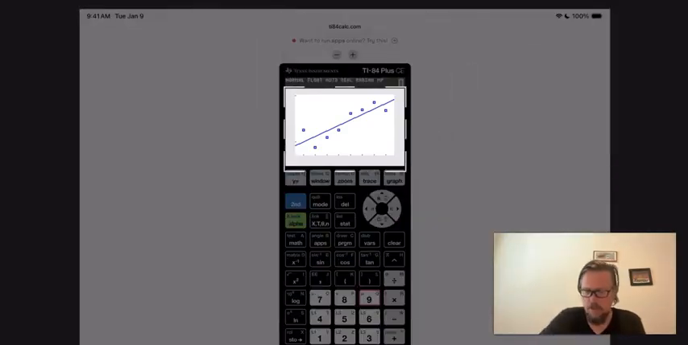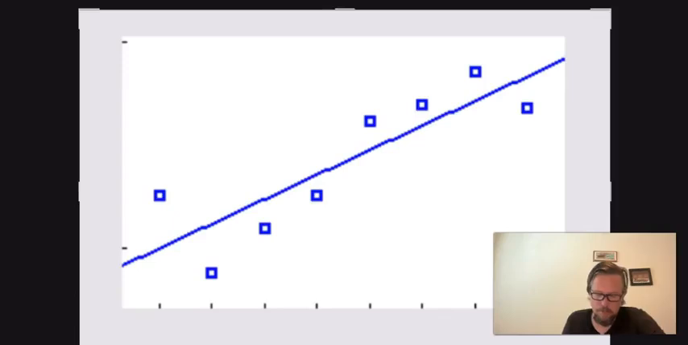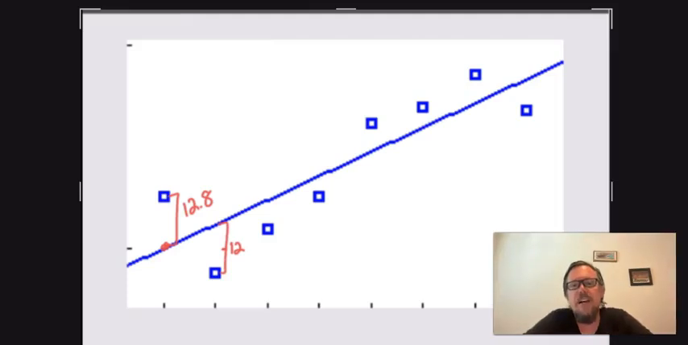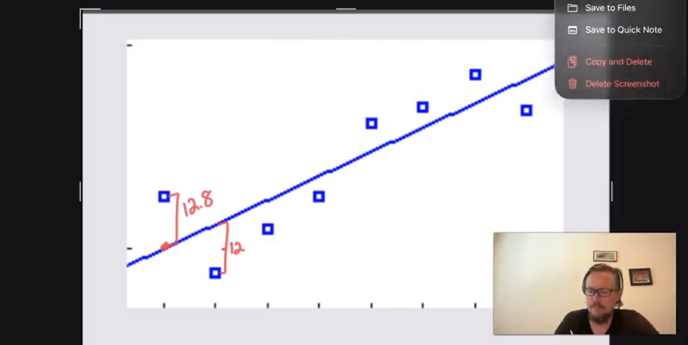So our first point had a residual of 12.8. What that means is the distance between our point and our line is about 12.8. Our second residual was about negative 12 because it's below the line. That means that distance right there is about negative 12. And that's what the residual means. How far away from the graph are these residual points?